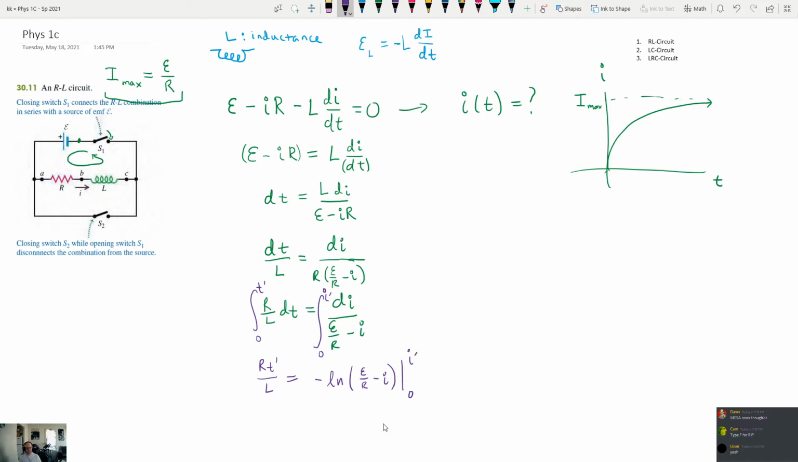Does everyone agree with that? The negative sign came because there's a negative sign in front of the I right here. You can check: the derivative of natural log is 1 over this, and then you'd have to multiply by a negative sign because of the negative sign in front of the I, for the chain rule. And there it is right there.